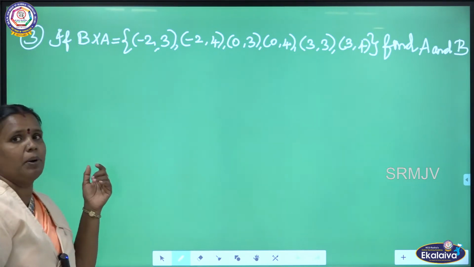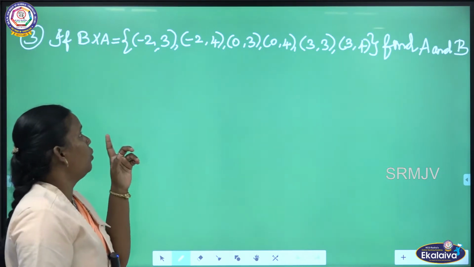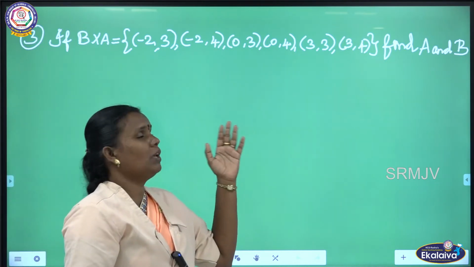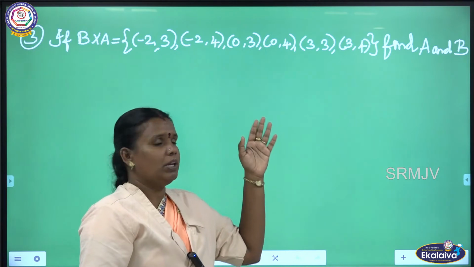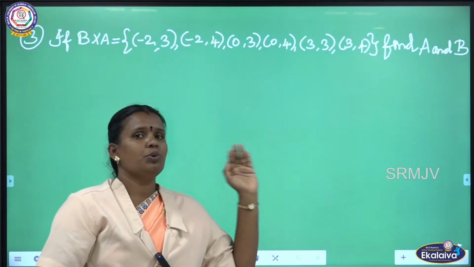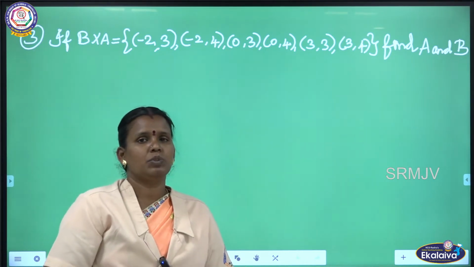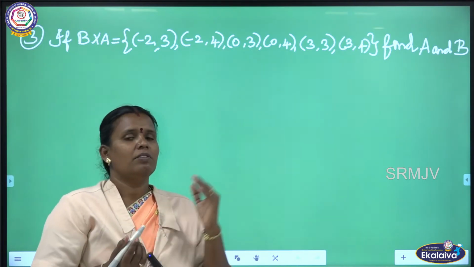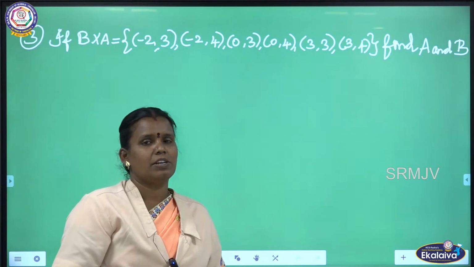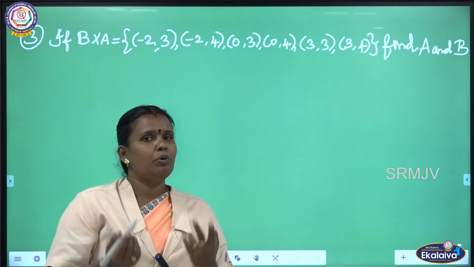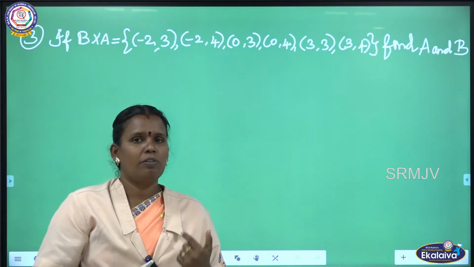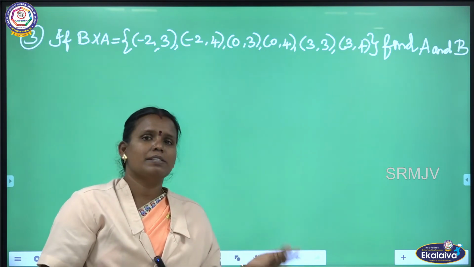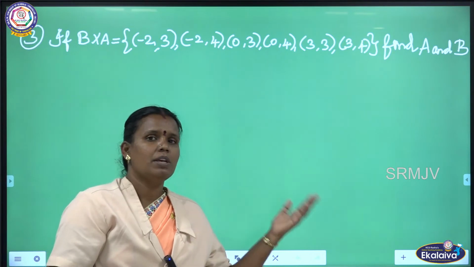They gave B cross A equal to {(-2,3), (-2,4), (0,3), (0,4), (3,3), (3,4)}. They ask you to find the values of A and B. So how do we take this cross product? We take the first element in the first set with each and every element in the second set. Generally, in an ordered pair we have two numbers. The first coordinate is always taken from the first set and the second coordinate is always taken from the second set.